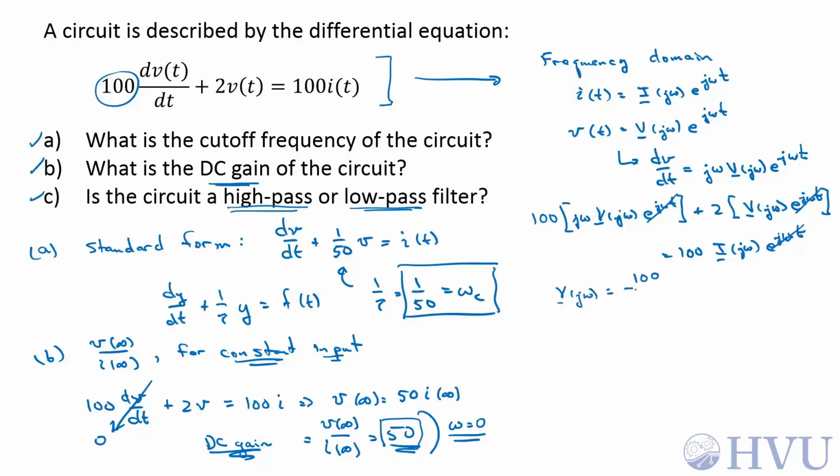to be 100 over this term plus this term, j 100 omega plus 2. And if we let omega go to infinity, H of j infinity becomes 100 over infinity, which is just 0. So at high frequencies, the magnitude of H of j omega is going to be 0. At low frequencies, it's 50. This is going to be a low pass filter.